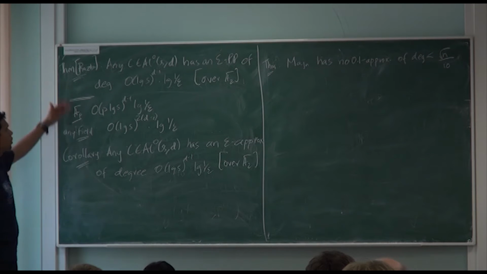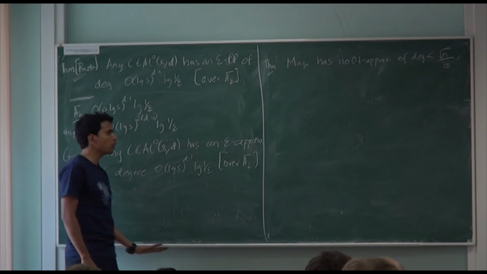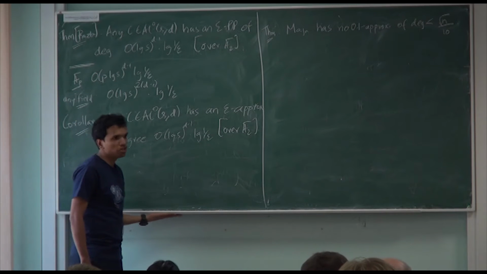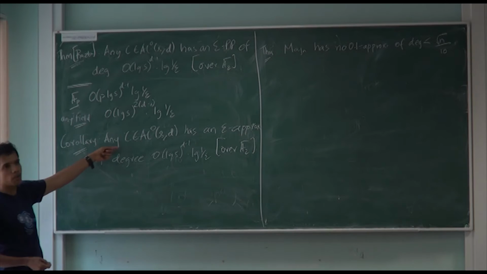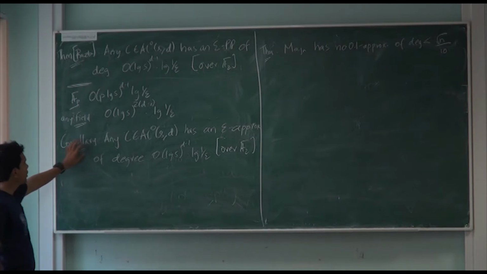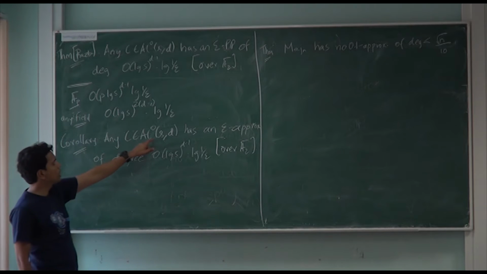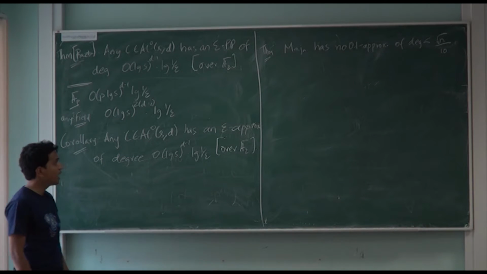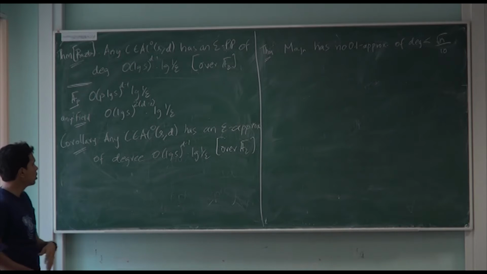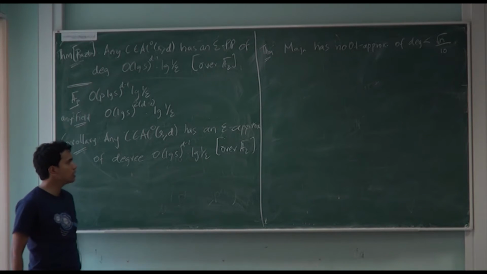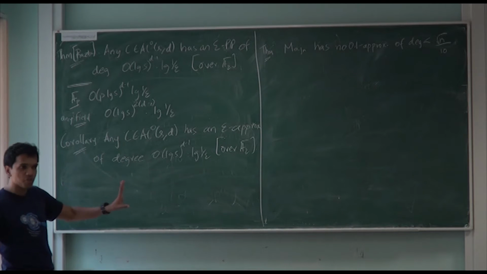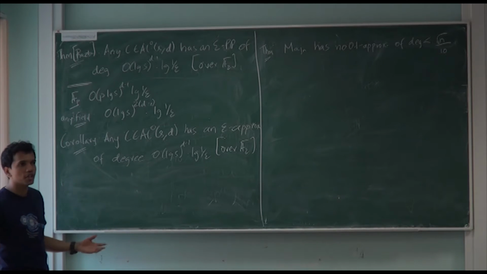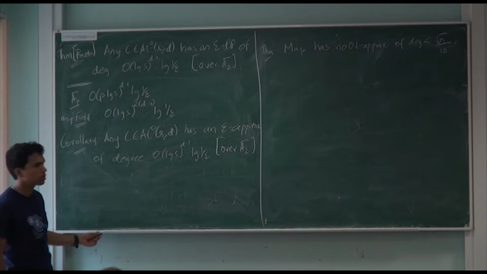And from this we get a corollary. Recall that whenever we have a probabilistic polynomial, by fixing the randomness we can always get an epsilon approximation of the same degree. What that implies in this case is that any AC0 circuit of size s and depth d has an epsilon approximation of degree log s to the d minus 1 times log 1 over epsilon. Just to remind you, an epsilon approximation is a fixed polynomial that agrees with the circuit on a 1 minus epsilon fraction of its inputs.